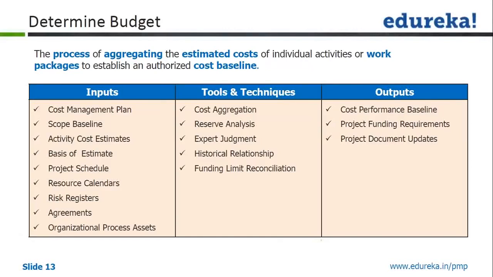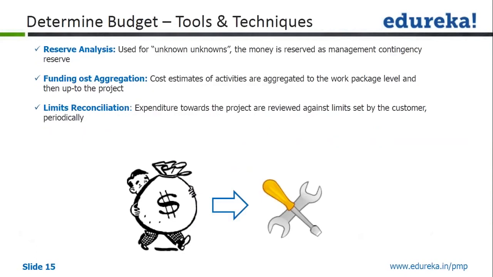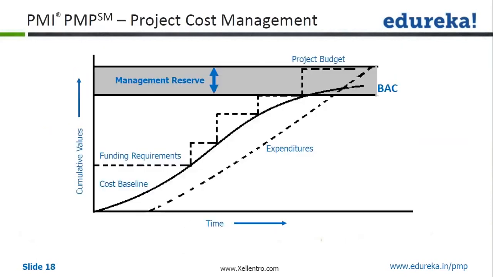Determine budget. This is the process of aggregating the estimated cost of individual activities or work packages to establish an authorized cost baseline. When I hear this word, I want to show you the cost baseline so that we are very clear what it is. It is on the next slide, and then we'll come back and talk about determine budget.